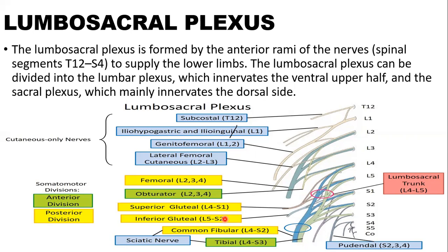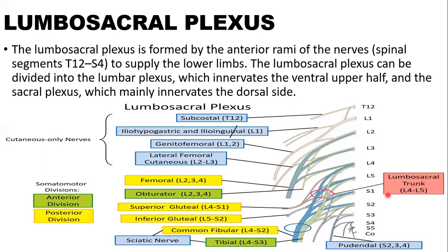You have the gluteus maximus, which is innervated by the inferior gluteal nerve, originating from L5 to S2. Then we'll talk about the sciatic nerve, the largest nerve in the human body, the thickest nerve, the longest nerve, basically. Then lastly, I'll talk about the pudendal nerve. This nerve is the main nerve supply to the perineal region.